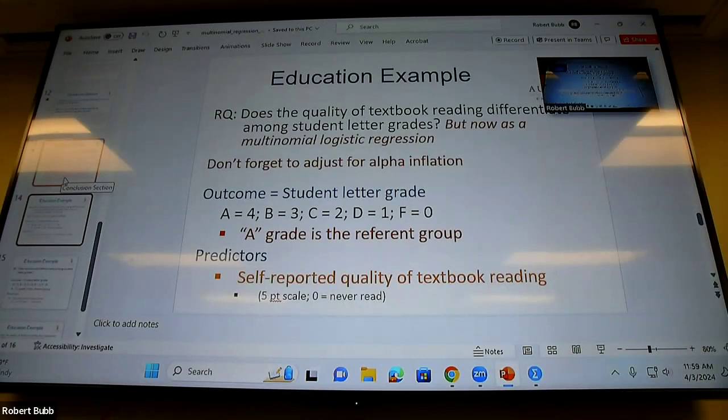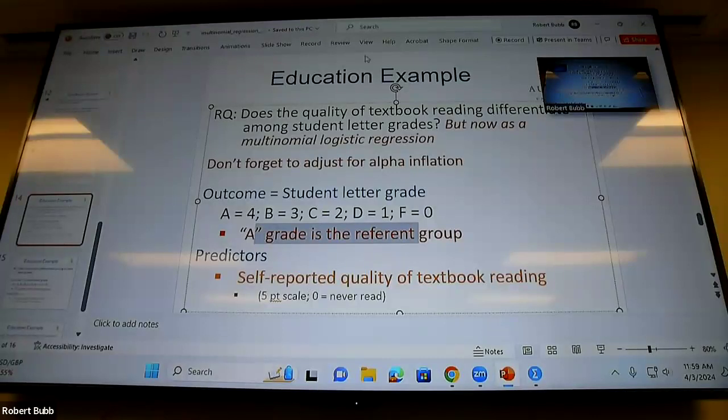Okay, so again, we'll still stick with reading and we'll still look at letter grades, but now we're going to do it as a multinomial logistic regression. Again, we want to make sure we're addressing alpha inflation. And so we still have our letter grades, 0 still F, 4 still A. We'll start with making A grade the reference group, but I'll show you where you can change that as well. Okay, and then reading quality is still the same scale.